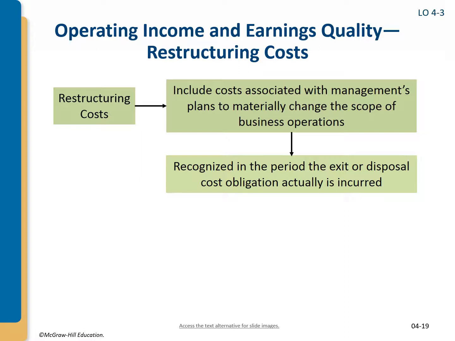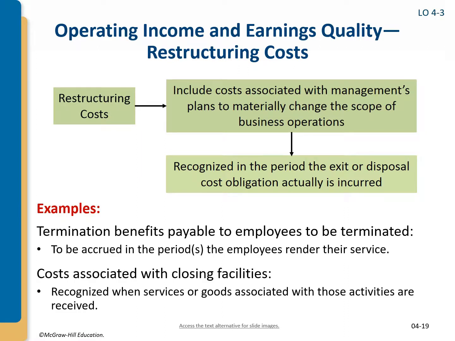Restructuring costs. Remember we saw those on the operating section of the expenses? This includes costs associated with management's plans to materially change the scope of the business operation. So any costs with changing the business, you merge departments, you relocate something, that's a restructuring cost, and those are reported as operating expenses. Here's some more. Termination benefits payable to employees who are going to be terminated. Costs associated with closing a facility, not a whole segment, but one facility.